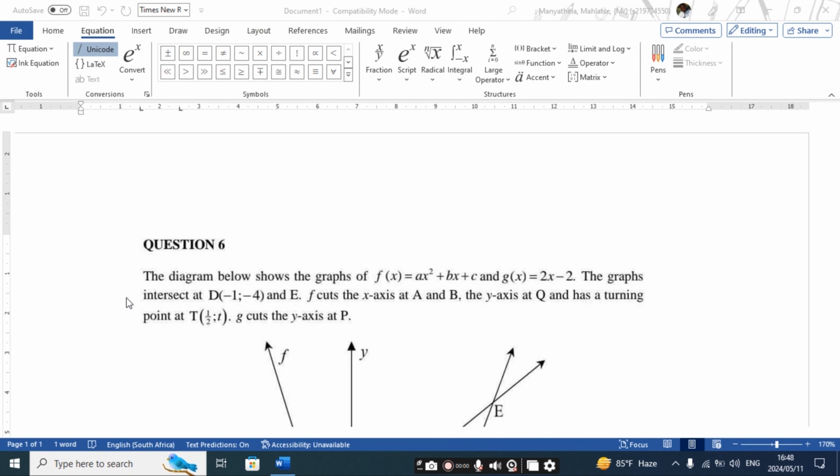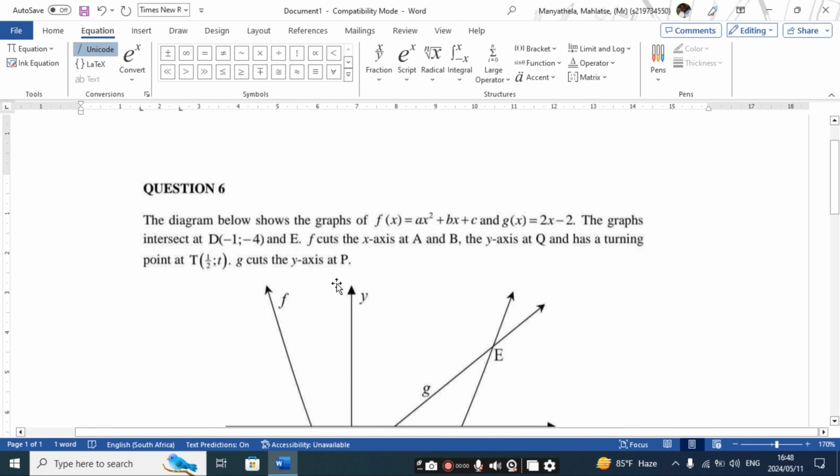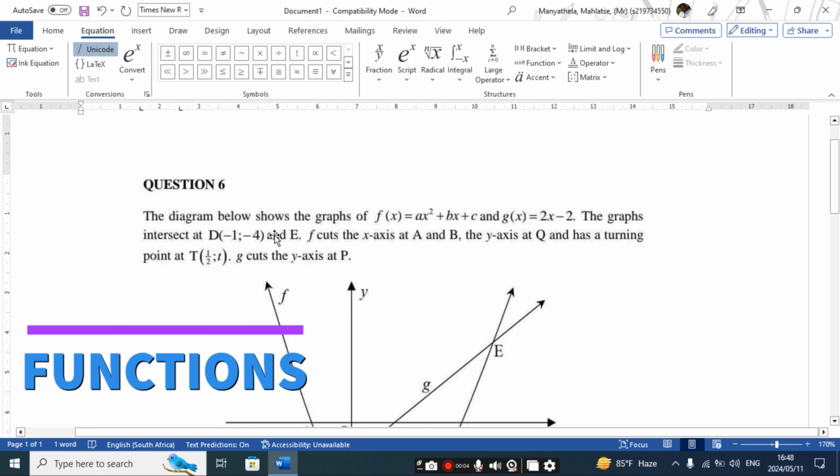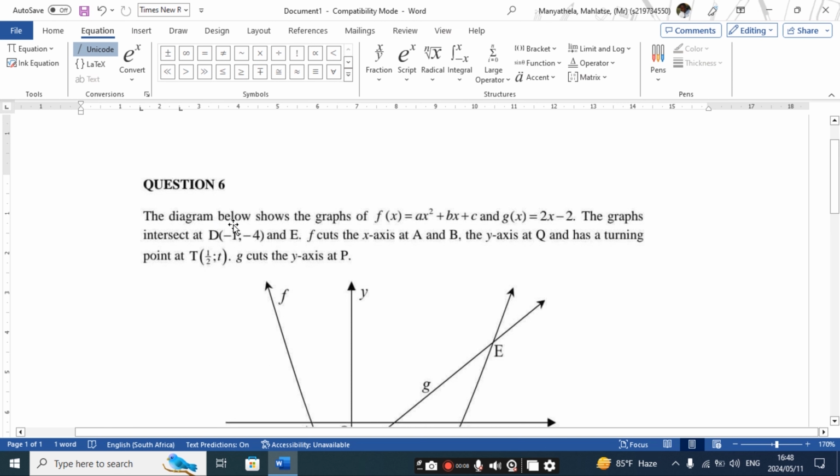In this lesson, we are going to focus on functions. The diagram below shows the graphs of f of x equal to ax squared plus bx plus c and g of x equal to 2x minus 2. The graphs intersect at D with the coordinates -1 and -4.